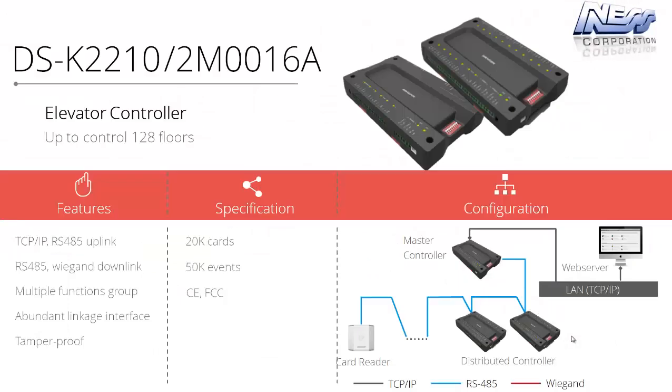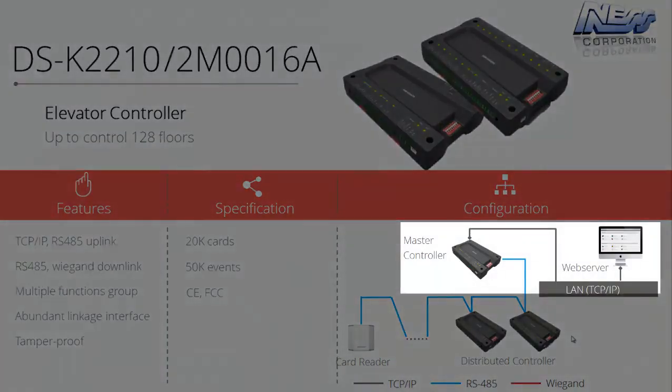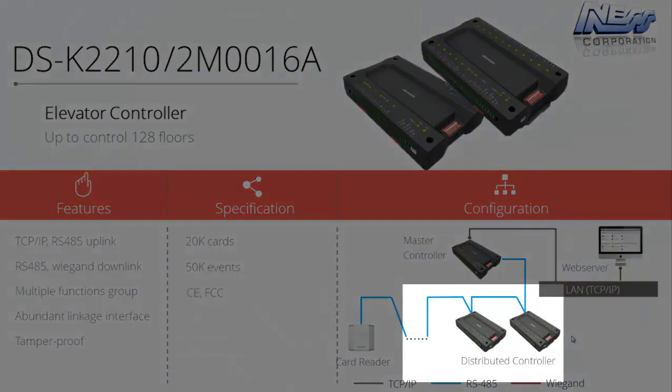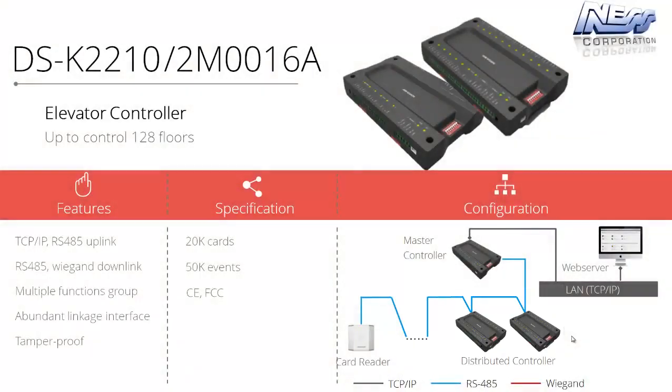This system also has an elevator or lift controller. The lift controller consists of 2 parts. The first is a master controller that connects for programming and holds all the database. Then you have distributed controllers, and each distributed controller will support up to 16 relay outputs or 16 floors. That can be expanded with multiple distributed controllers to support up to 128 floors per lift. Each elevator control system can support up to 2 readers, whether they be Wiegand readers or RS485 readers.